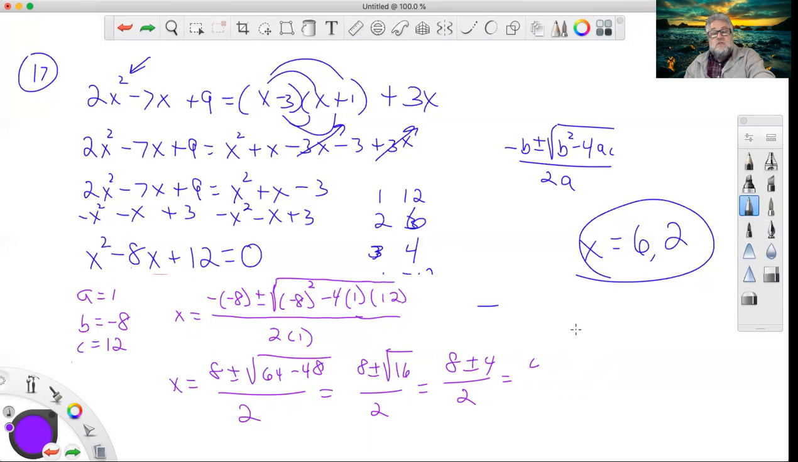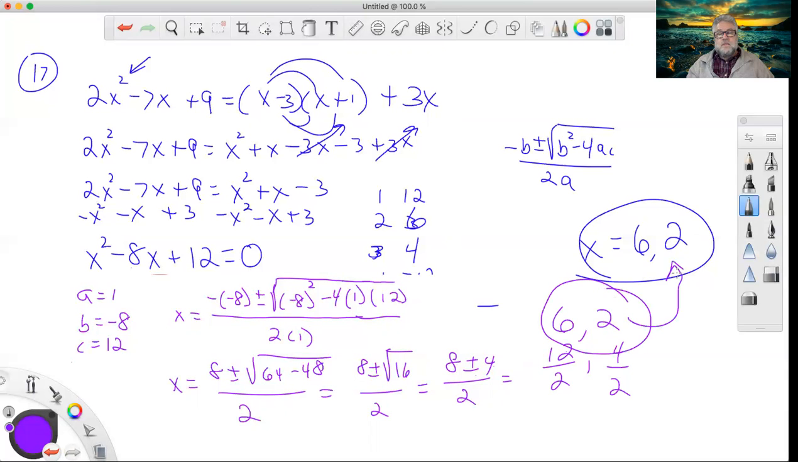Or if you're uncertain, we can just figure out the numerator. 8 plus 4 is 12, 8 minus 4 is 4. So 12 over 2 is 6, and 4 over 2 is 2. Look at that. Same thing. Isn't math wonderful? So that's how you use the quadratic equation. Usually not so much fun.